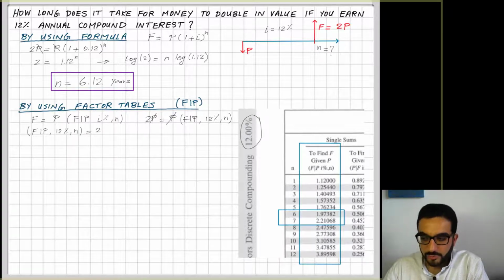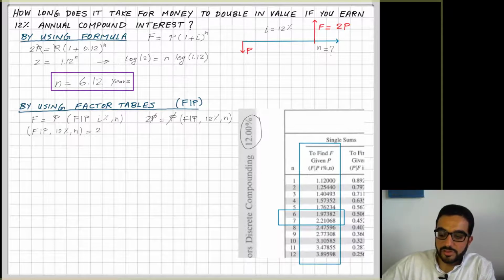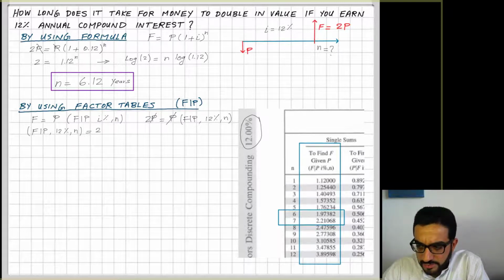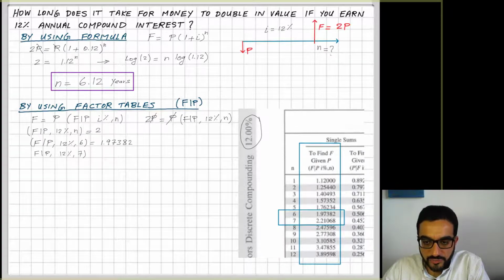Of course, it's very hard to pin down exactly a factor that's equal to 2. There will always be a fraction with it and not the perfect value of 2. But I can look for the values around 2. So I have here F given P for n equal to 6, and F given P for n equal to 7. So we are on the right track. My n is between 6 and 7. You can figure this out by interpolation.